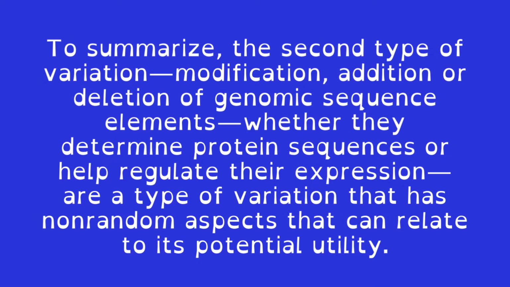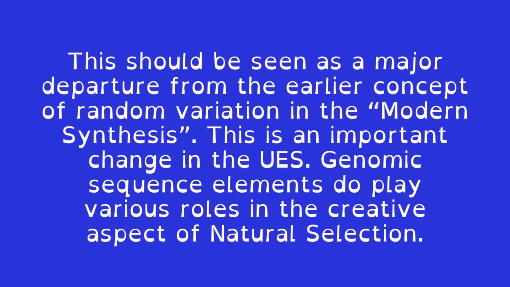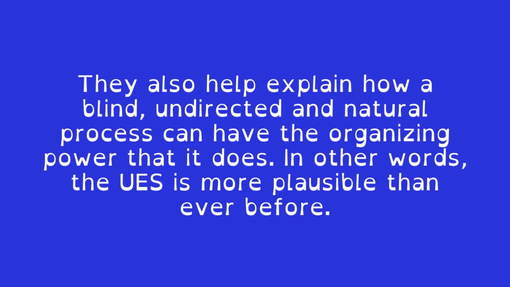To summarize, the second type of variation, modification, addition, or deletion of genomic sequence elements, whether they determine protein sequences or help regulate their expression, are a type of variation that has non-random aspects that can relate to its potential utility. This should be seen as a major departure from the earlier concept of random variation in the modern synthesis. This is an important change in the UES. Genomic sequence elements do play various roles in the creative aspect of natural selection. They also help explain how a blind, undirected, and natural process can have the extraordinary creative organizing power that it does. In other words, the UES is more plausible than ever before.